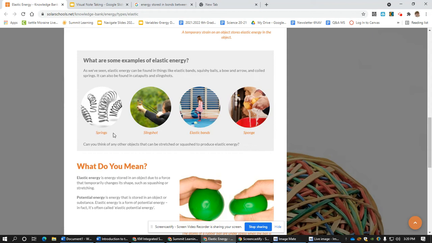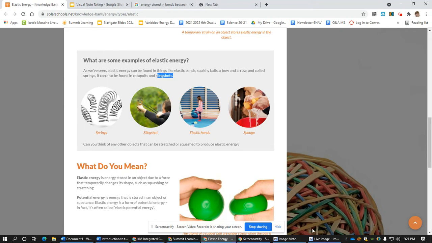And you might write sometimes the words, and other times you might actually draw it out. So a coil and a spring is pretty easy to draw, but this picture of an elastic band is not so easy to draw, so I might just write that one out. So I can put what are some examples of elastic energy. Besides these pictures, they mention that there's things like a squishy ball, a bow and arrow, catapults, and slingshots. They did not include all those pictures, but I might include all those as my examples.